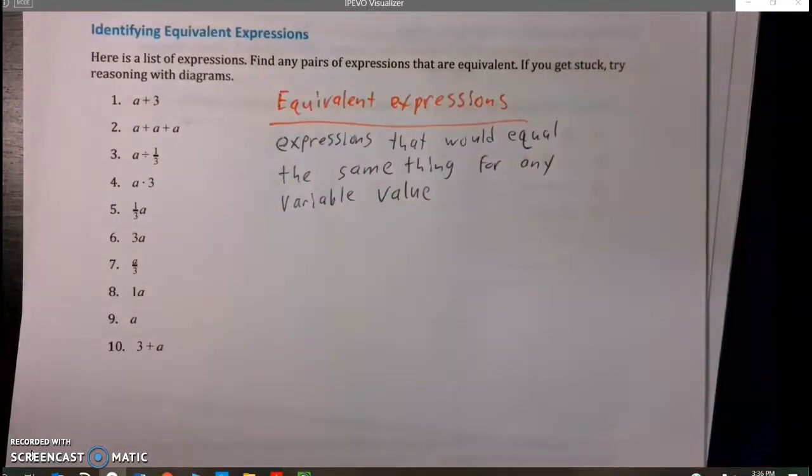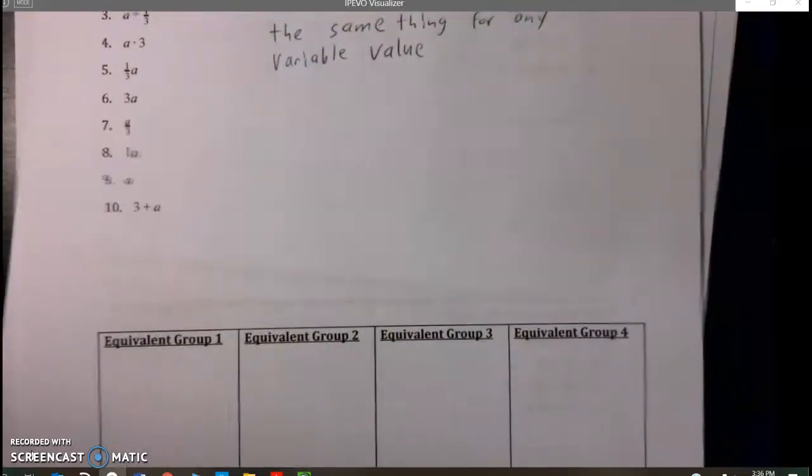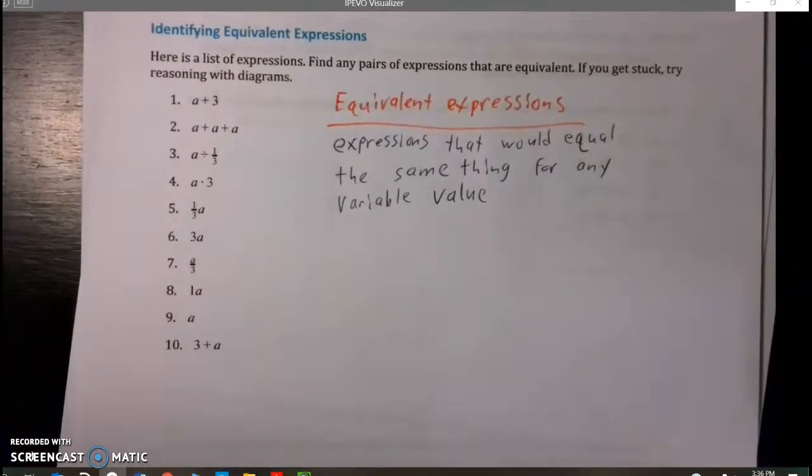Okay, so here we have a list of 10 different expressions, and down below we have 4 different boxes, equivalent group 1, 2, 3, and 4. So these 10 expressions, you could actually group some of them because some of them are equivalent, meaning they would give you the same answer if you plugged in a number for the letter A. So go ahead, if you feel confident that you can complete this on your own, why don't you pause the video right now and try and find those 4 equal groups and put them in the boxes.